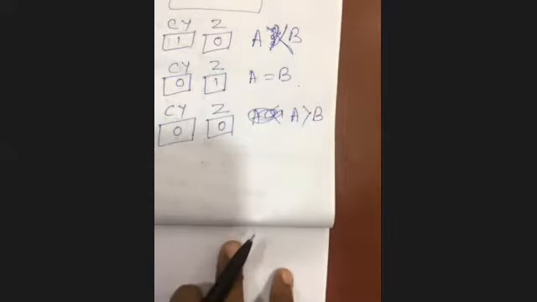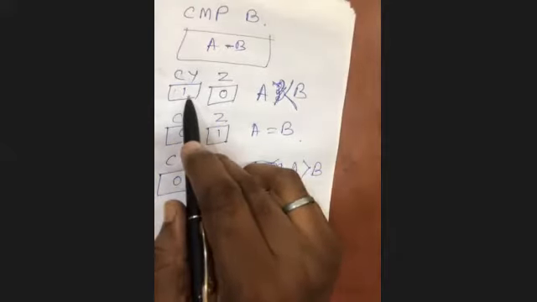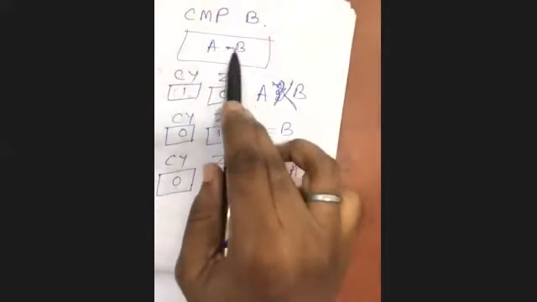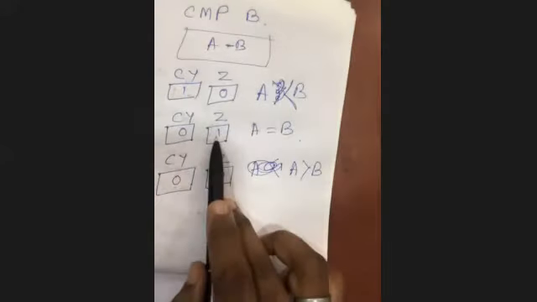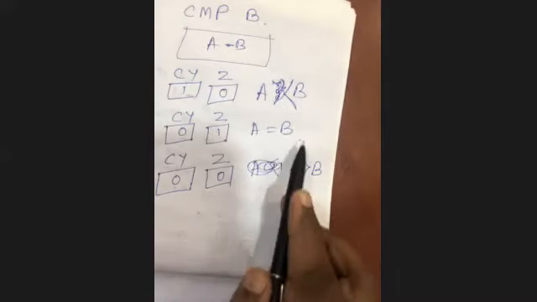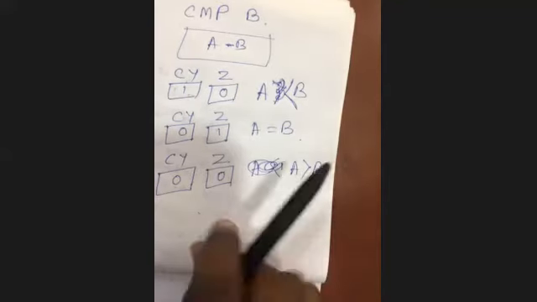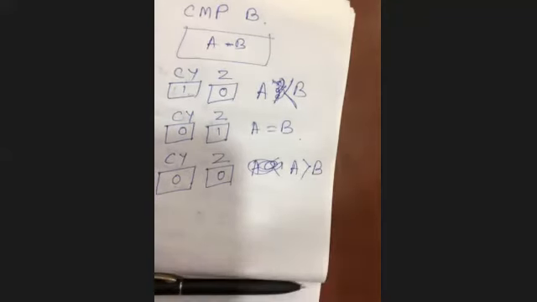If the result is negative, means carry flag is set, that means B is higher with respect to A. If the result is 0, means zero flag is 1, then A is equal to B. If carry flag is reset and zero flag also is reset, then A is greater than B. Anything else?